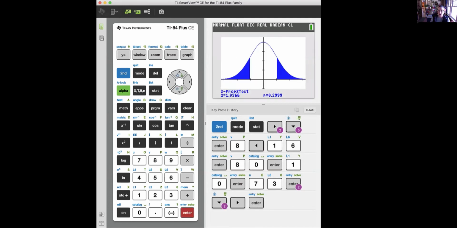Here is my normal curve. The probability of getting the samples that we saw is in one of these areas. This means that one proportion was less than the other. This means the one proportion is more than the other, and this is what we call a two-tailed test. So here's my z-score, and here's my probability.